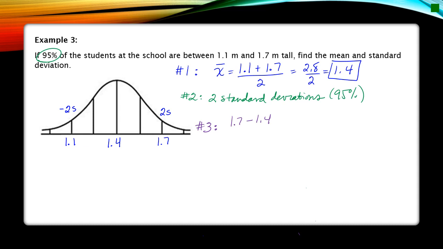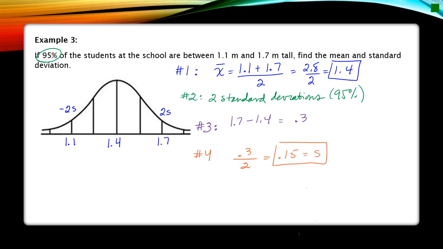You could do 1.4 minus 1.1. I just always tend to pick the biggest number and subtract the mean. That way I'm not going to have to worry about any negative numbers. Okay, so this gives me 0.3. And then step 4 says to divide that answer by the number of standard deviations we got in step 2. So that means I'm going to take 0.3 and divide it by 2, and my final answer is 0.15. So that's my standard deviation.